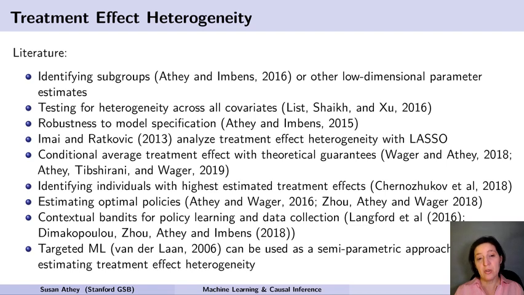We might be interested in treatment effect heterogeneity in order to understand questions about robustness to model specification. If treatment effects vary a lot with characteristics, the model specification can make a bigger difference. We can try to understand flexible conditional average treatment effect estimation, which is another thing I'll talk about in today's lecture. Another type of problem is identifying the individuals that have the highest estimated treatment effects, and I'll also show you some examples of that today.